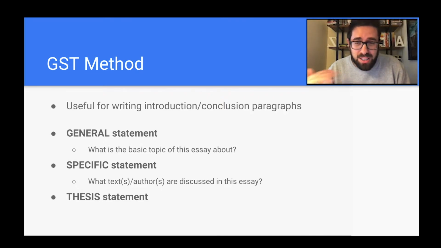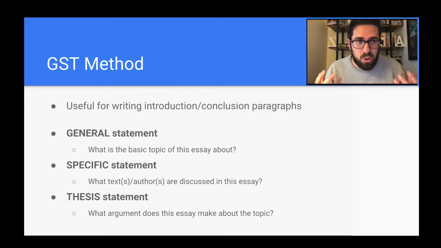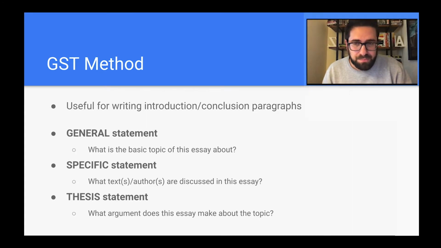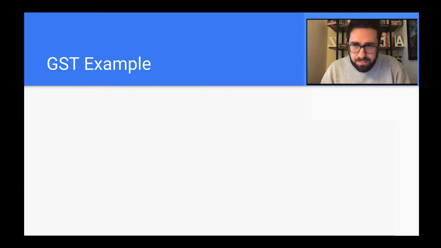Once your reader knows exactly what text you're going to be pulling information from, you're going to have to write a thesis statement, which is where you as the writer get to show your voice and show your perspective on the topic. What are you arguing? And why does the reader care about the rest of your essay? This is where you can clearly state that for the reader. So let's look at an example.